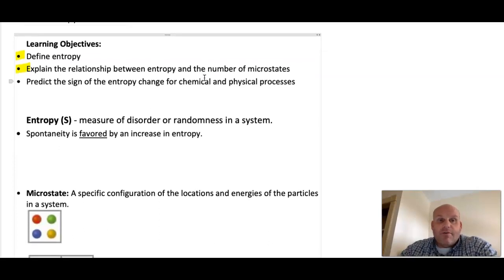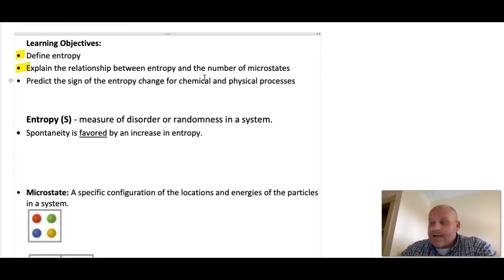So in this first video, let's first define entropy, and we're going to define it as a measure of disorder or randomness in a system. And I will say again here that spontaneity is favored by an increase in entropy. Similar to saying spontaneity was favored by an exothermic process, but not always, same thing here. It's going to be favored by an increase in entropy, but it doesn't always have to have an increase in entropy in order to be spontaneous.